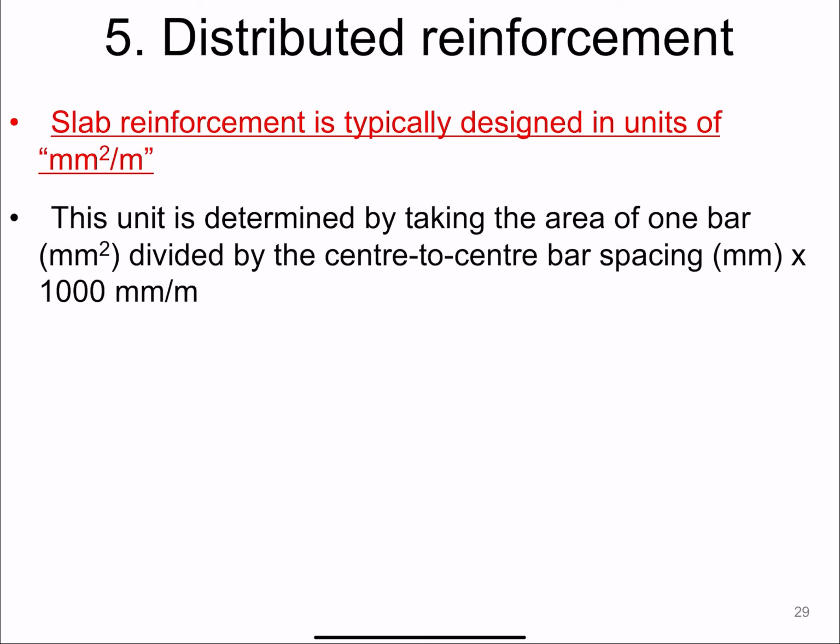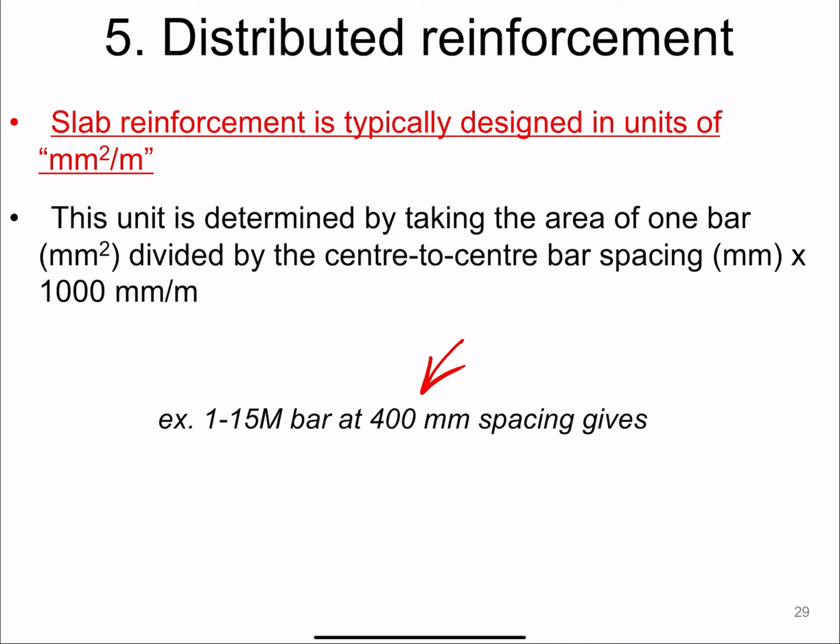We get that unit by taking the area of one bar in square millimeters and dividing by the center to center bar spacing. So how does that look? A 15M bar at 400 millimeter spacing, which is very typical to see on a drawing. How many square millimeters per meter?